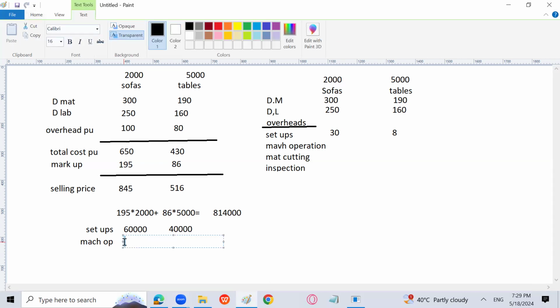What is the amount? That is 2 lakh. And then this amount is going to be 1,20,000. Then 2 lakh divided by 2,000, it will become 100 per unit. And 1,20,000 divided by 5,000, what will be the answer?